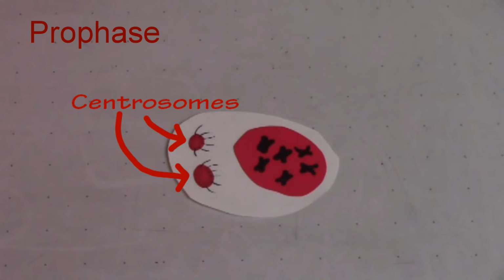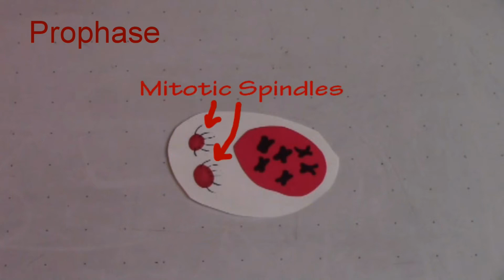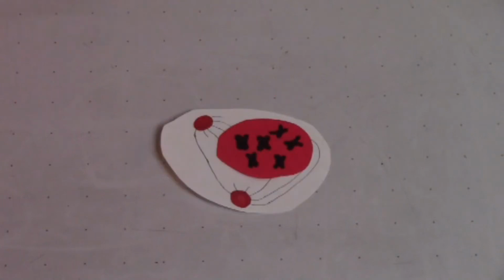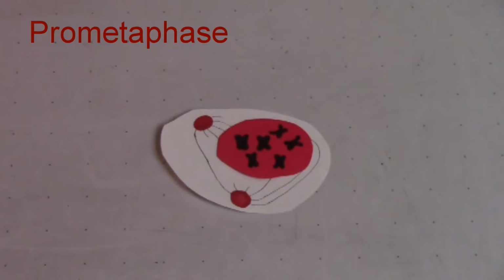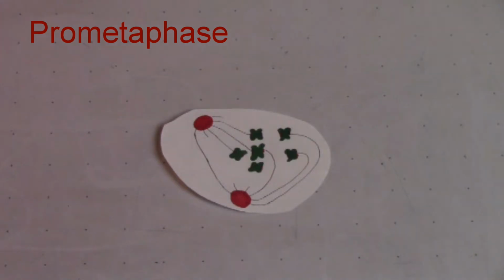Until now! Mitotic spindles made out of microtubules begin to stem from the centrosomes as they move away from each other. Next is prometaphase. Creative name, I know, before metaphase. The nuclear envelope that once trapped and protected the chromosomes inside is now disappearing. This allows the microtubules to connect with the kinetochores.